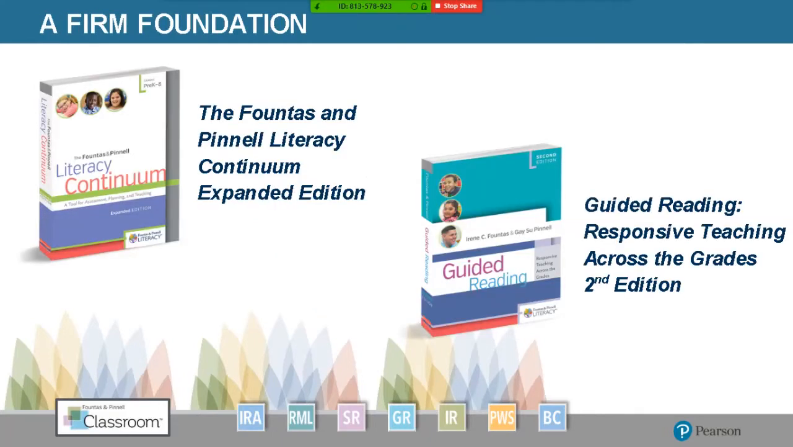So you'll see here that the foundation of Fountas and Pinnell Classroom is, as I mentioned, built on the literacy continuum. There's also another key resource that comes up frequently, if you haven't seen it yet, the Guided Reading: Responsive Teaching Across the Grades. This is an excellent resource for looking at the emphasis when Fountas and Pinnell talk about responsive teaching. This really talks about how we support responsive teaching in the classroom and those moment-to-moment decisions that teachers need to make as they observe and analyze students' literacy behaviors.